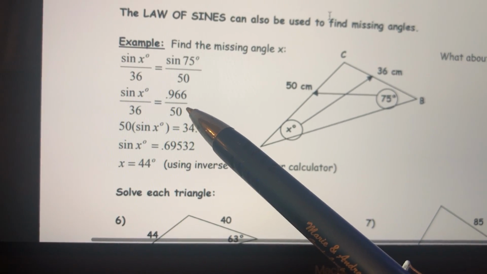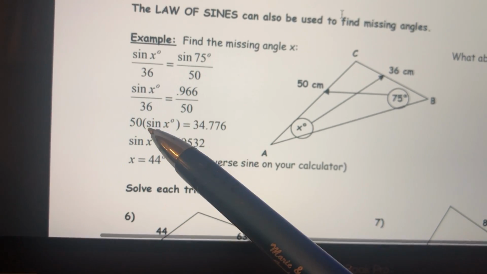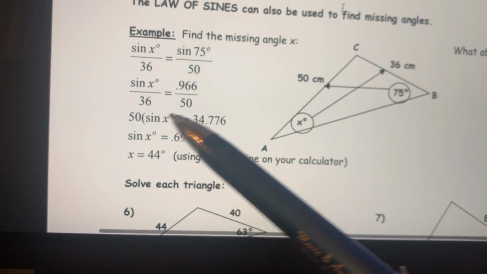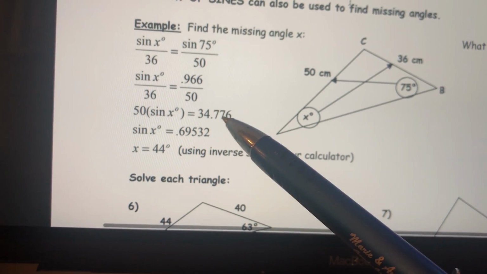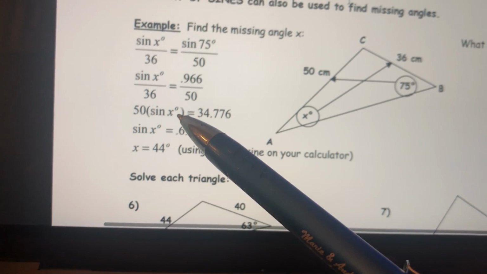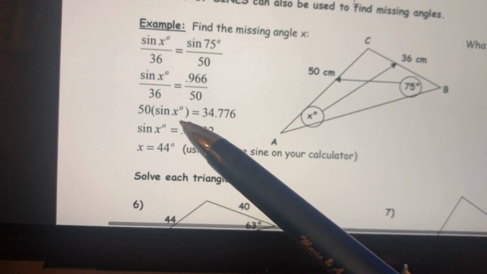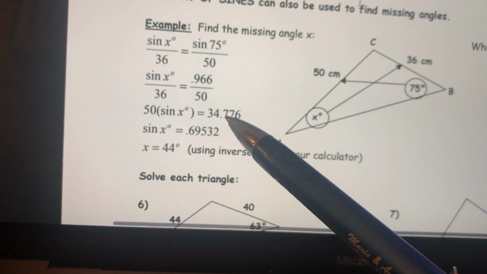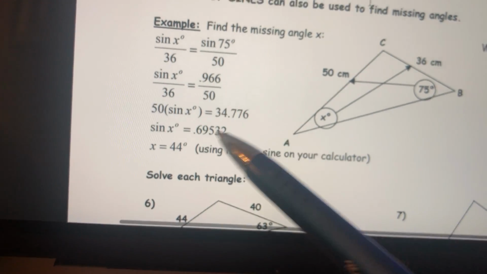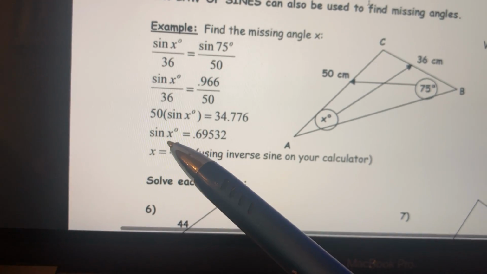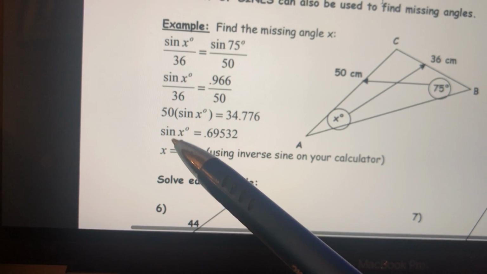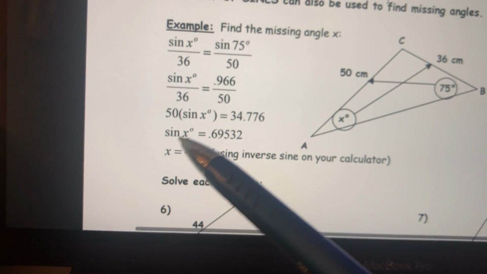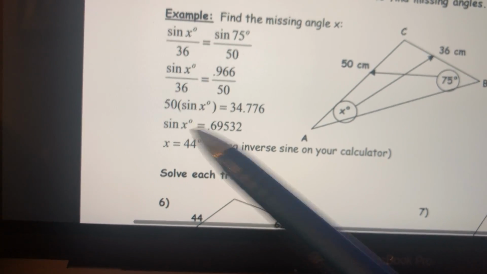And then again, we cross multiply, right? So you have 50 times the sine of x degrees equals 36 times 0.966, which is this decimal here, right? And then to get sine of x degrees alone, you have to divide both sides by 50, right? So that's how you get this. And now here, remember, whenever you're looking for an angle, that's when you have to do inverses. What angle, right? The sine of what degree gives me this.